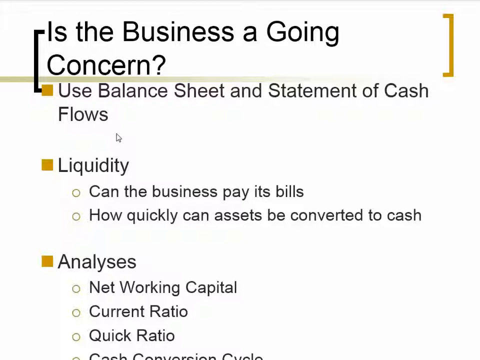And so we can first start with the liquidity ratios. Those are going to tell us whether or not a business can pay its bills and how quickly those assets can be converted into cash. The way that we can analyze that is by looking at net working capital, current ratio, quick ratio, and the cash conversion cycle. So let's look at those.